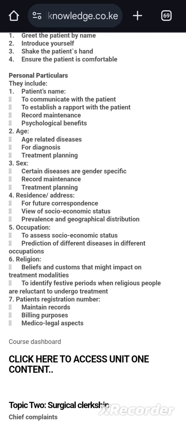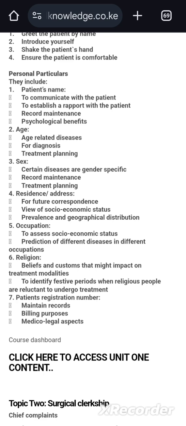Okay, residence and address. For future correspondence, to view socio-economic status, and prevalence and geographical distribution. So we need to know how this person will be corresponding in terms of the next dosage or maybe next visit. So how far is this person living? So residence is just to give where someone lives.